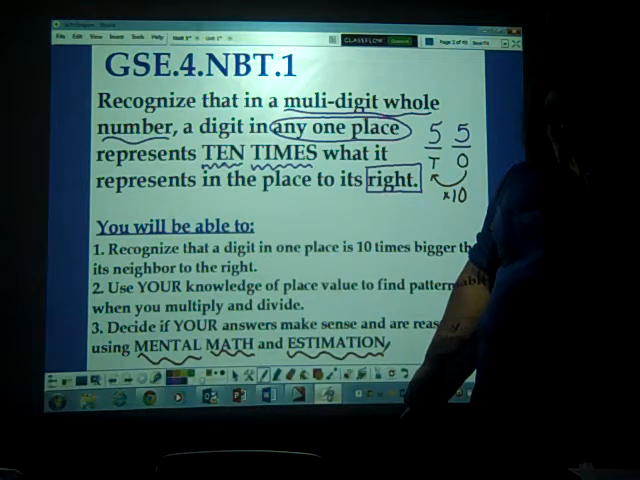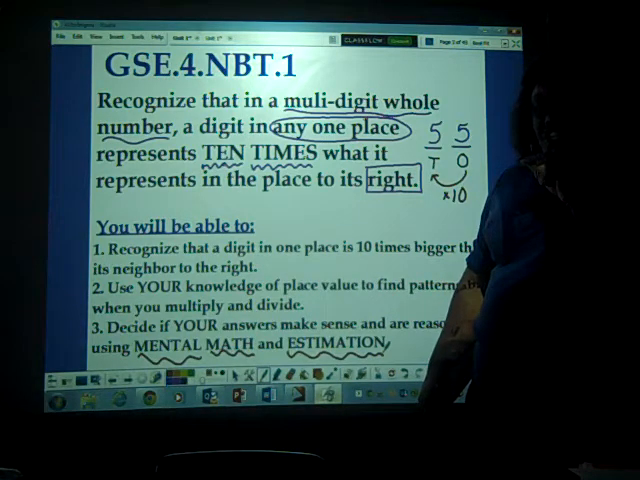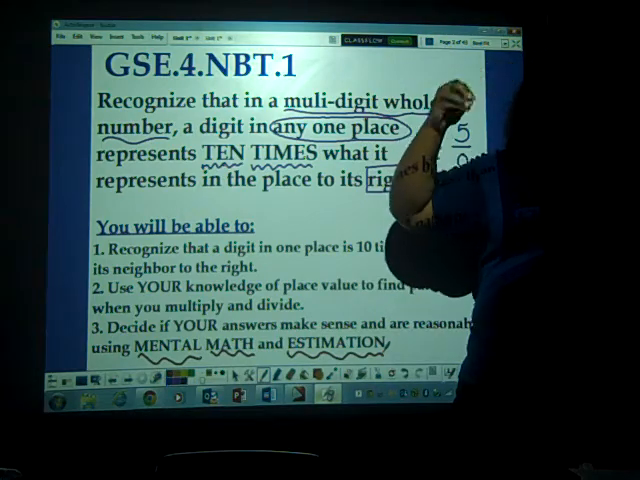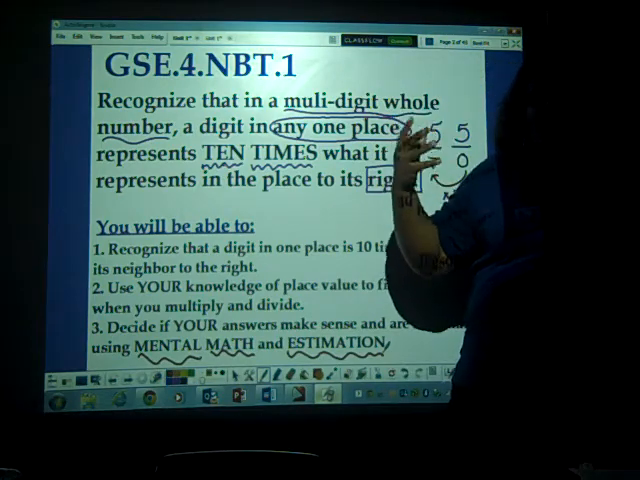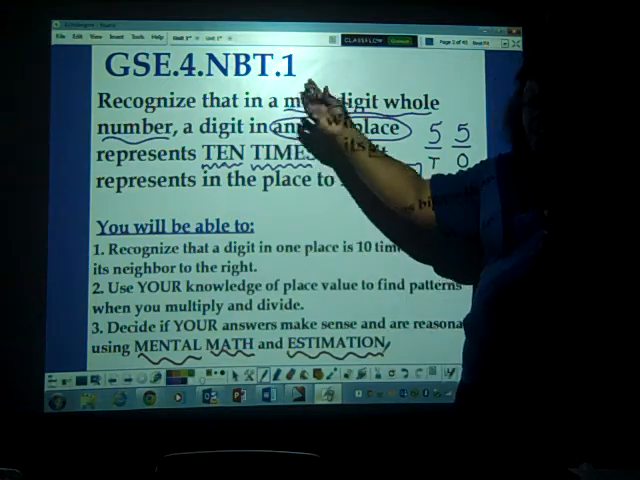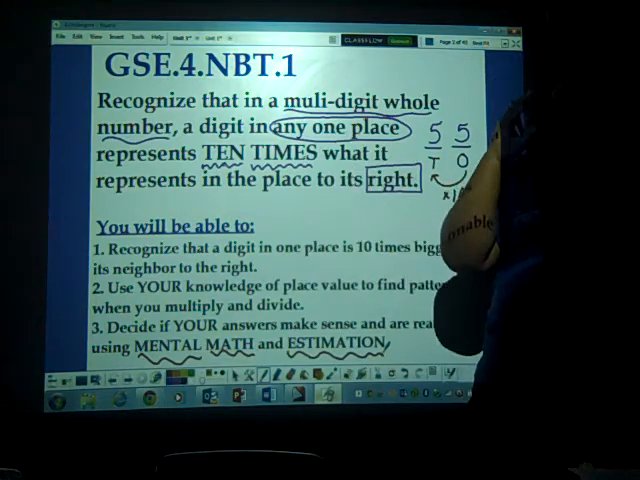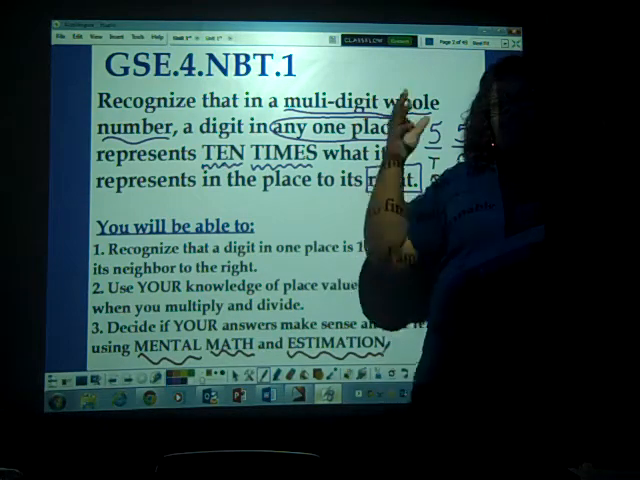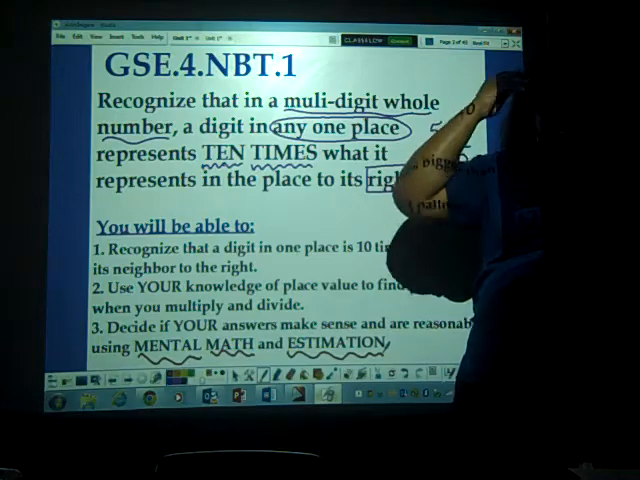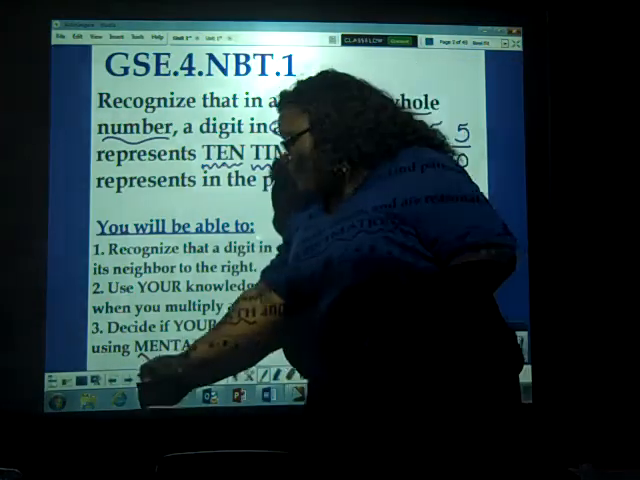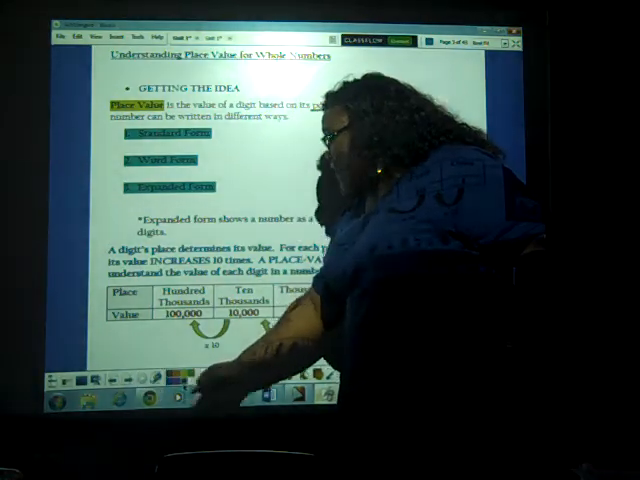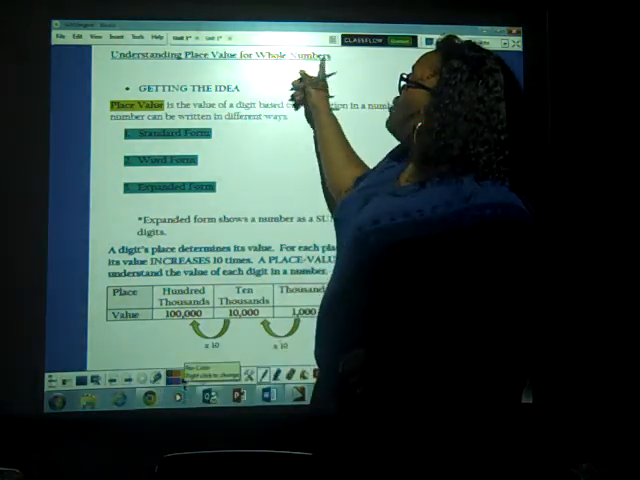Now remember, using mental math and estimation helps us prepare for our GLOSS assessment, which helps us with our Georgia Standards of Excellence. That mental math is very important because it helps us solve our problems using our base 10 information in our head, okay? So let's move on. We're going to understand place value for whole numbers.